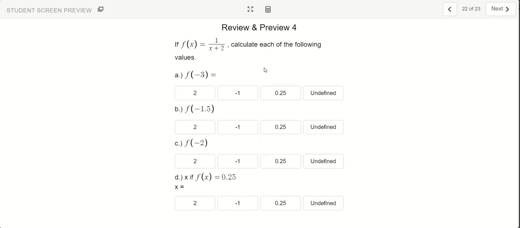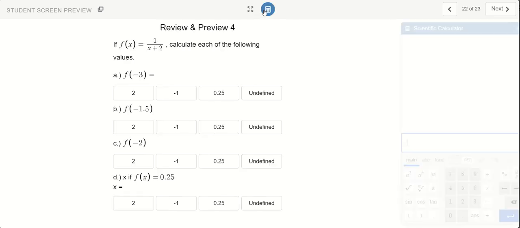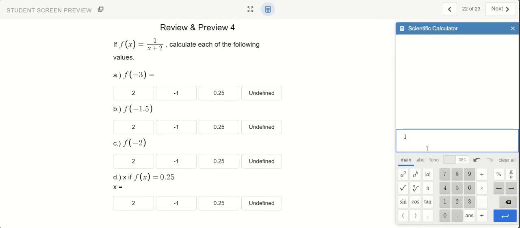All right, let's go ahead and solve each of these. So if I plugged in negative 3 into here, so let's do 1 over x plus 2. If I plug negative 3 into my equation, negative 3 plus 2, that's going to give me negative 1. And 1 divided by negative 1 is negative 1. All right, so the answer is negative 1.